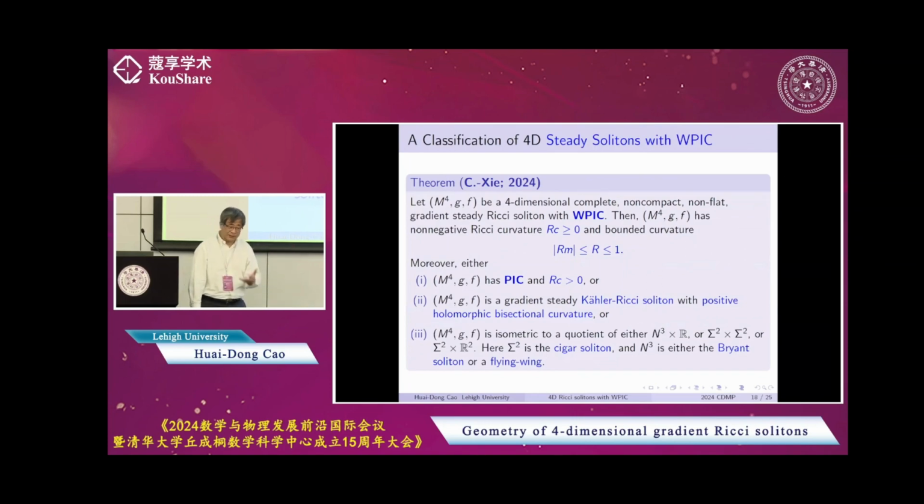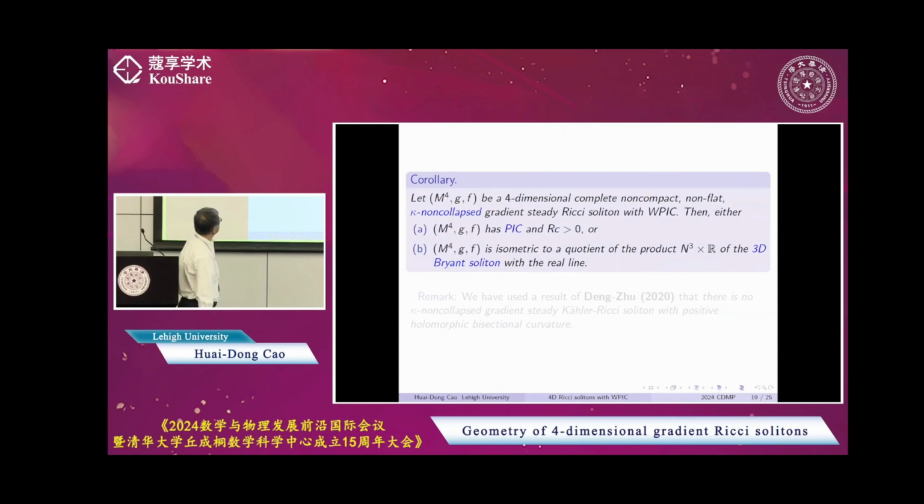That remains open, and it will be very important to understand. And a corollary is, if you assume kappa non-collapsing, then what you have is either PIC or otherwise it's just the product of a Bryant soliton cross R. Here we use Deng and Zhu Xiaohua's work, that these Taylor ones have to be collapsed.